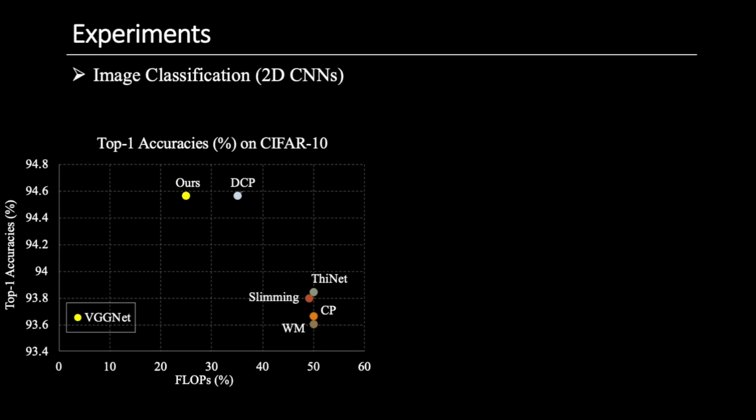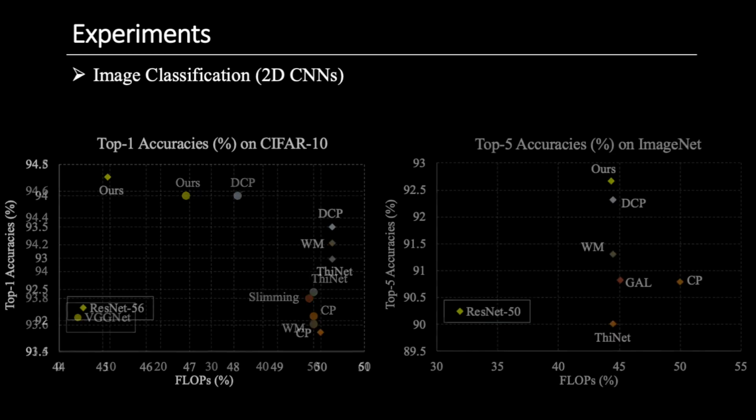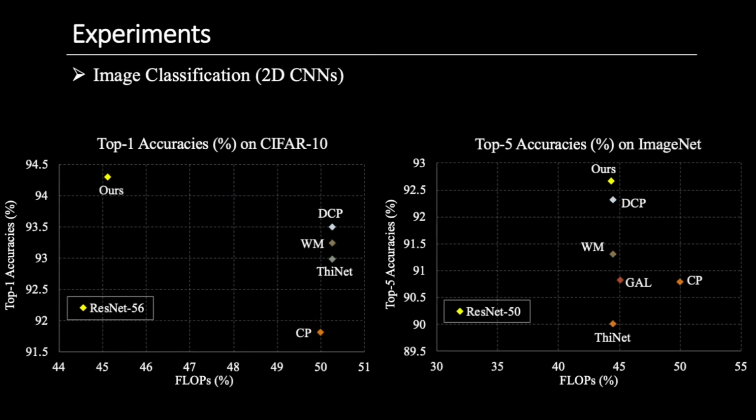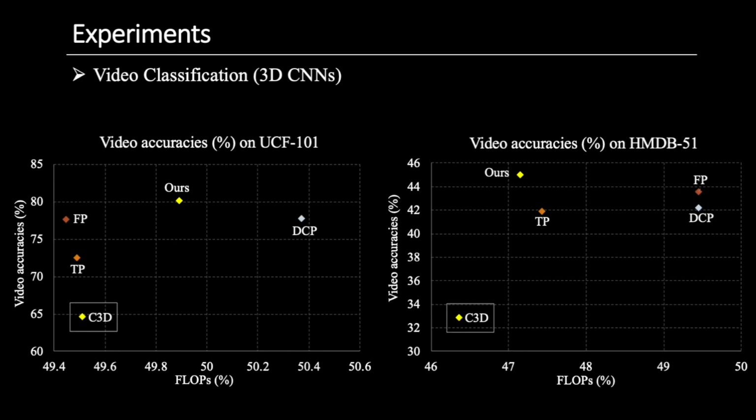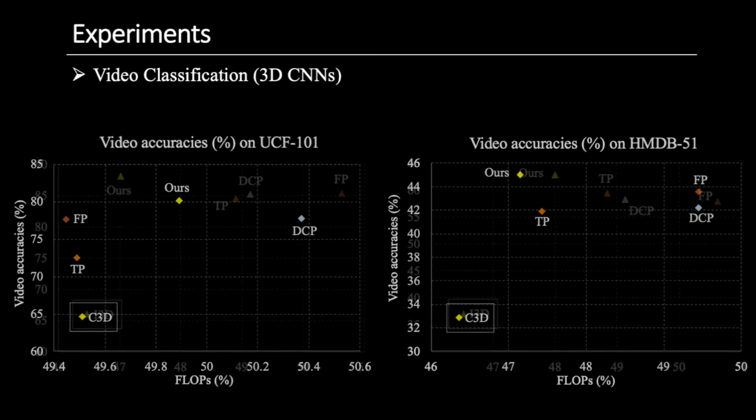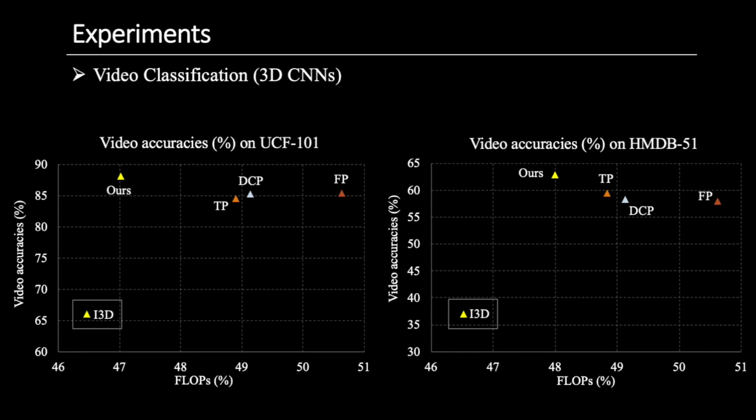Here are our results for pruning 2D CNNs, when pruning VGG, ResNet, and MobileNet. Our MDP approach achieved the highest accuracies with a comparable number of FLOPs. This is the result for pruning 3D CNNs, when pruning Z3D and I3D. Please come to our poster for more details.